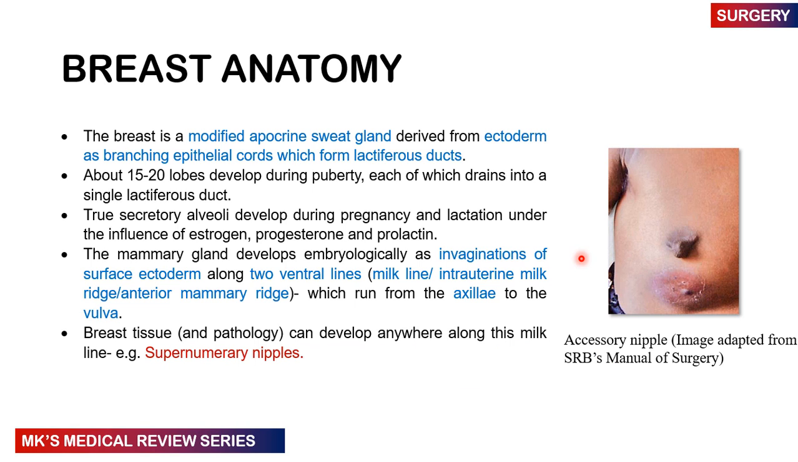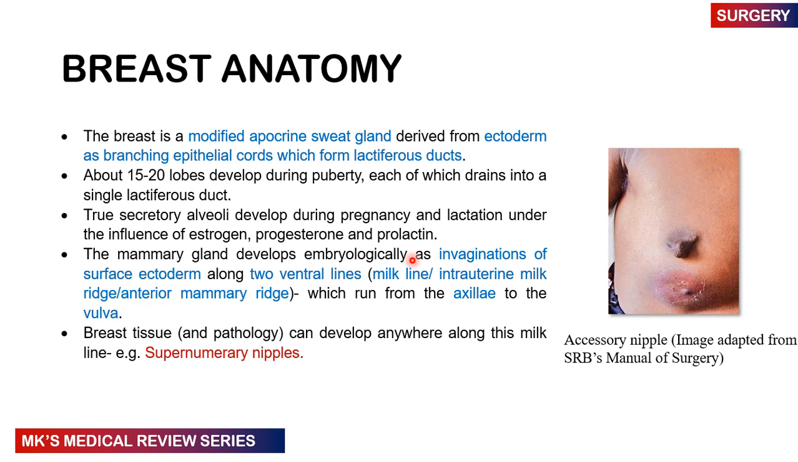So let's talk a little bit about breast anatomy before we jump into details of inflammatory breast pathology. So remember that the breast is actually a modified apocrine sweat gland and is going to be derived from the ectoderm as branching epithelial cords which actually form the lactiferous ducts. At puberty, you have around 15 to 20 lobes that develop, and each of them is going to be draining into a single lactiferous duct. The true secretory alveoli actually are going to be developing during pregnancy and lactation under the influence of certain hormones: estrogen, progesterone, and prolactin.